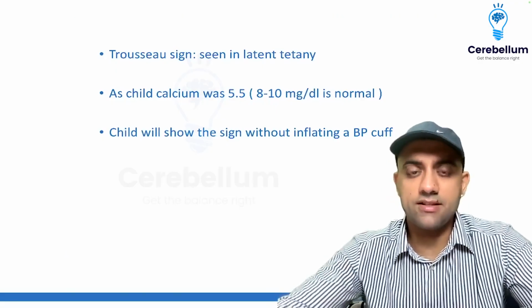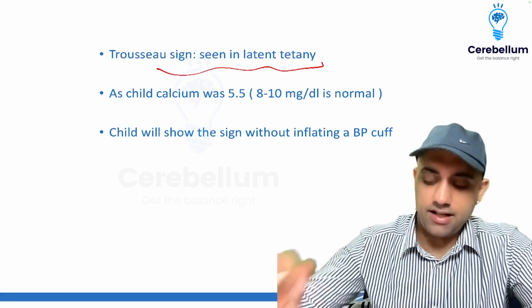So classical carpopedal spasm. This too is naturally having carpopedal spasm. Okay, so it's Trousseau's sign seen in latent tetany. See, that's it. That you should know.